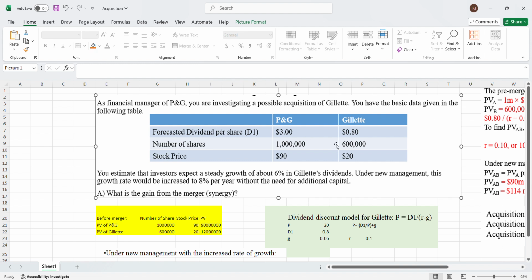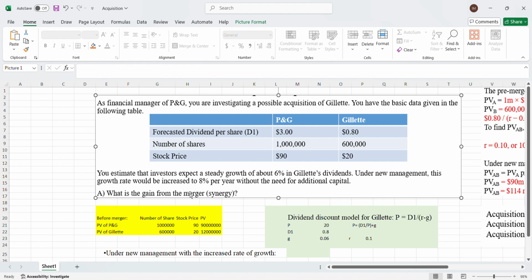So there are two companies that want to merge. For P&G, the forecasted dividend per share is $3, and for Gillette $0.80. The number of shares is given for both companies, and the stock prices are also given.